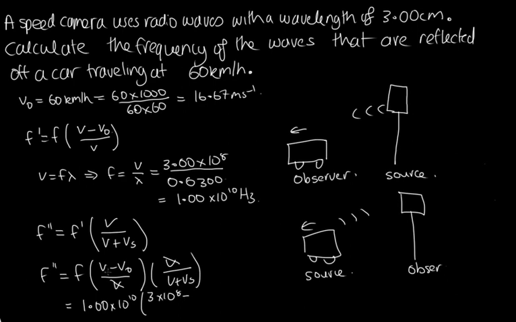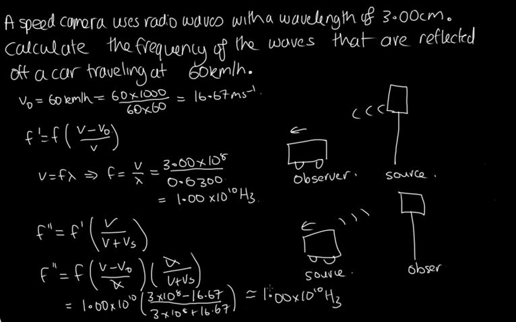to the 8 minus 16.67. This is tiny compared to that. Over 3 times 10 to the 8 plus 16.67. So this is approximately equal to 1.00 times 10 to the 10 hertz. It's a tiny shift, but luckily for us, the speed cameras can detect very, very tiny shifts.